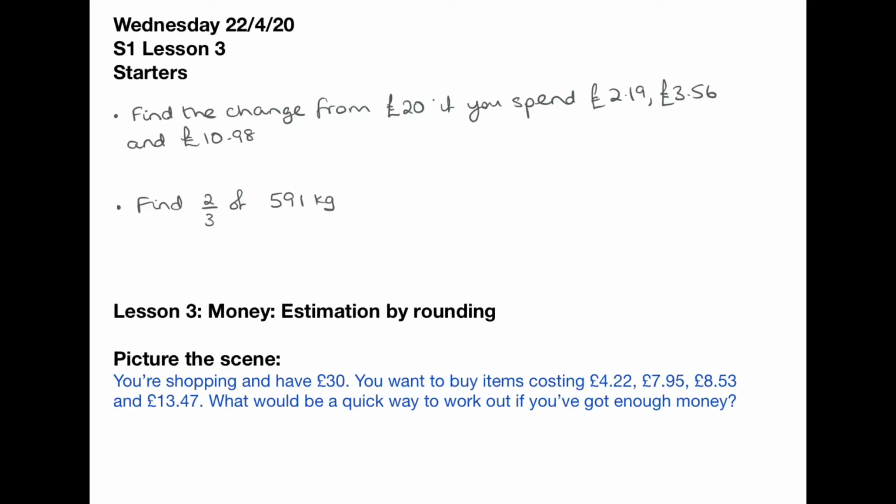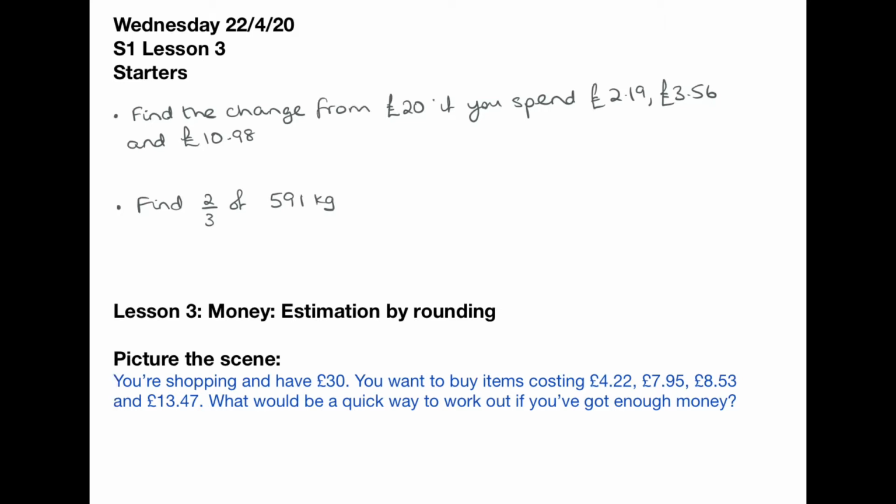Hi folks, so today what we're going to be doing is estimating the answers to calculations by rounding amounts of money. Okay, so before we get on to that, we're going to do just two starters today. So have a wee look at these. If you think you can do them without any bother, then just pause the video and get on with it. Otherwise, stick around. So first one, find the change from £20 if you spend those three different amounts there.